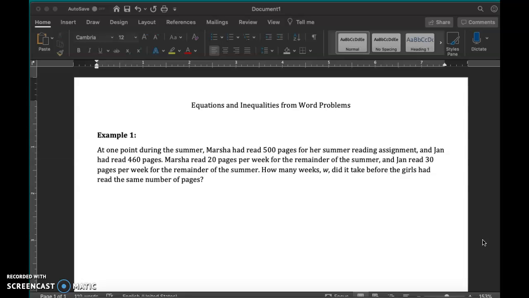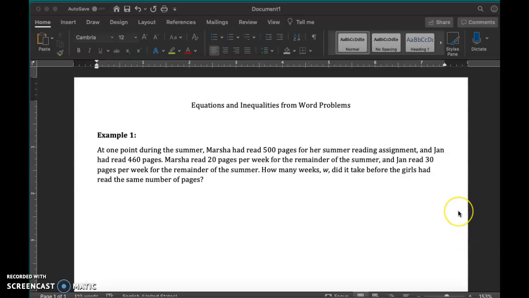It says at one point during the summer, Marcia had read 500 pages for her summer reading assignment, and Jan had read 460 pages. Marcia read 20 pages per week for the remainder of the summer, and Jan read 30 pages per week for the remainder of the summer. How many weeks, W, did it take before the girls had the same number of pages?